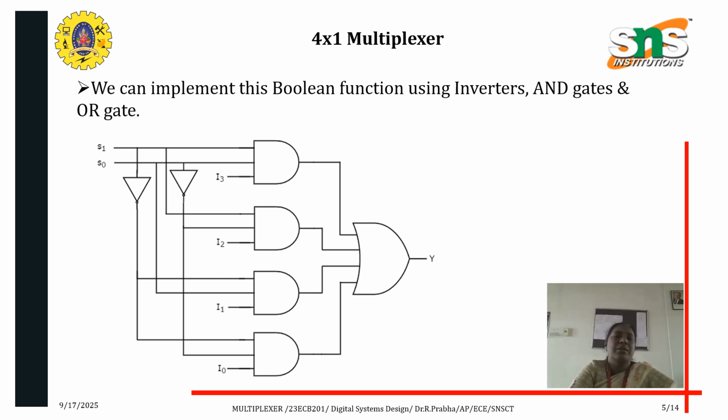The circuit diagram consists of 4 AND gates and 1 OR gate. In order to take the complement of the selection lines, a NOT gate is connected with the 2 selection lines S1 and S0. So 4 inputs are given to the AND gates, and based on the selection lines, the output is selected.